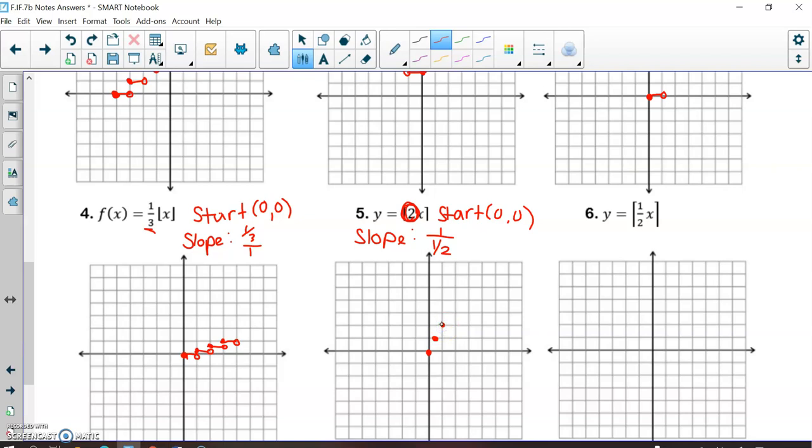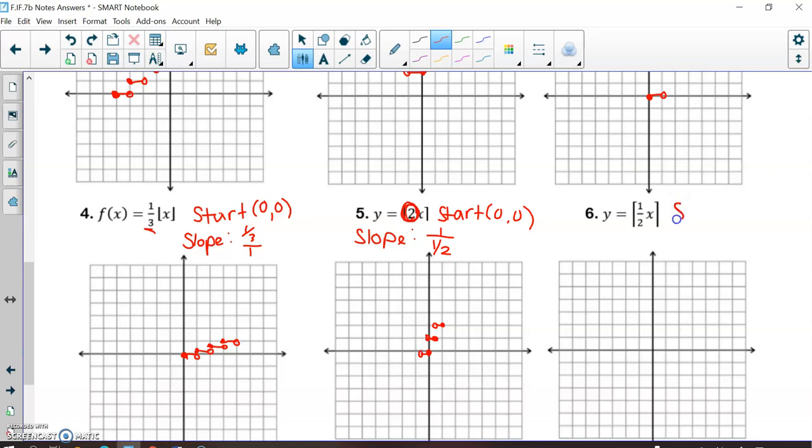This is a ceiling, so I'm going to open to the left, and each of these steps is going to be very tiny. They're only going to be 1/2 of a unit long. And that makes sense, because if this was a horizontal compression, that means horizontally your steps are going to get smaller, which is exactly what happened.